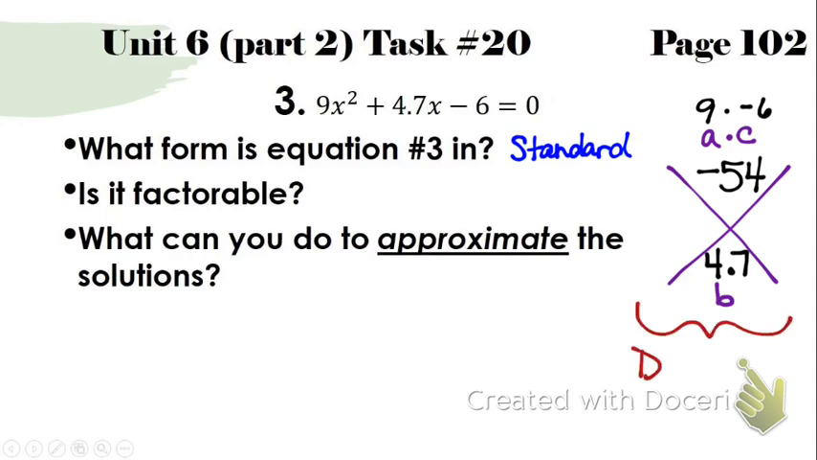So, does not factor. Does that mean that it's no solutions? No, it just means that they wouldn't be pretty. So what could we do to approximate these solutions then? Well, even if we rounded it, multiplies to -54 but adds to 5?